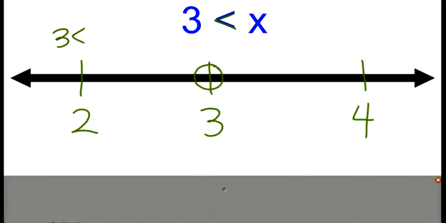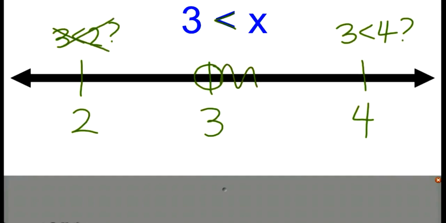I have 3 lines. 3 is the number I see. 4 is 1 larger. 2 is 1 less. I have an open circle because of my inequality symbol being less than. And I'm going to see which side makes it true. Is 3 less than 2? Or is 3 less than 4? And 3 is less than 4, so I'm going to shade in the direction to make my inequality a true statement.